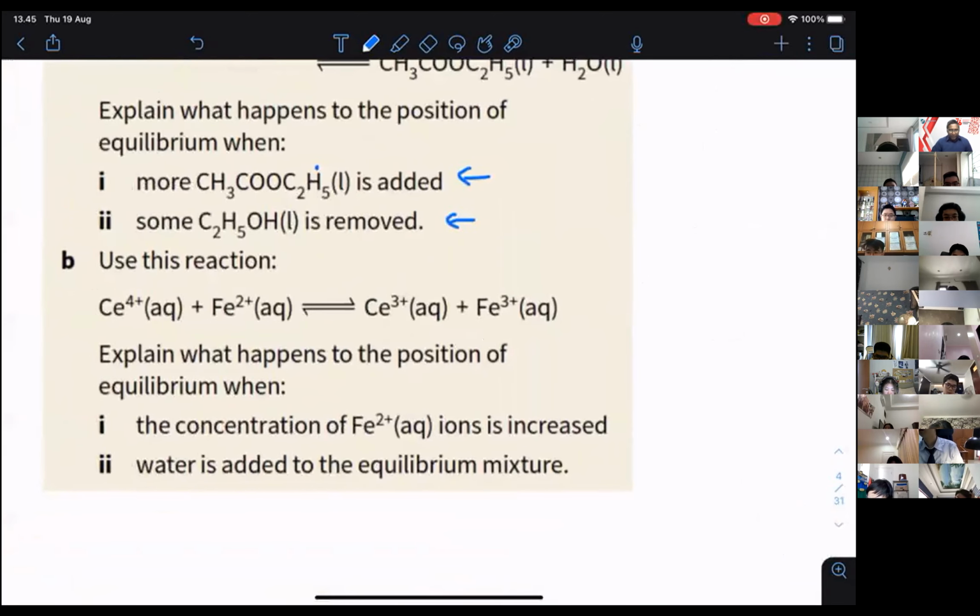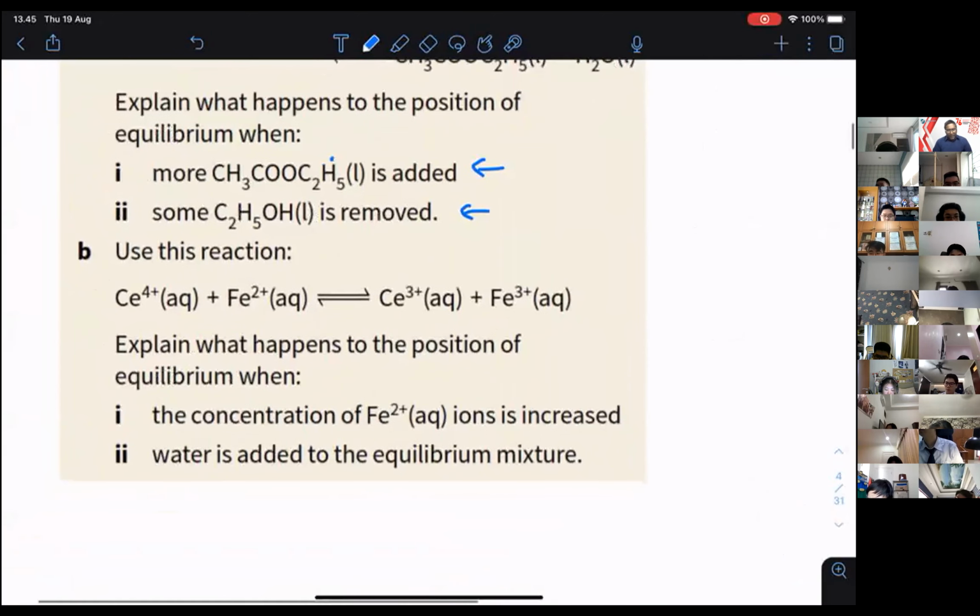But if you have this situation over here, they say explain what happens to the position of the equilibrium when Fe2+ is increased. Fe2+ increases, you want to decrease them, so you move to the right. If water is added to the equilibrium mixture, you see all of them are aqueous. So what will water do? Water will dilute everything. So nothing will happen, no change. There is no change in the position of the equilibrium.